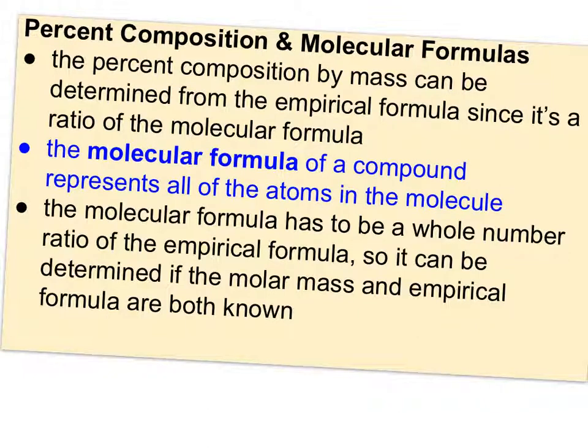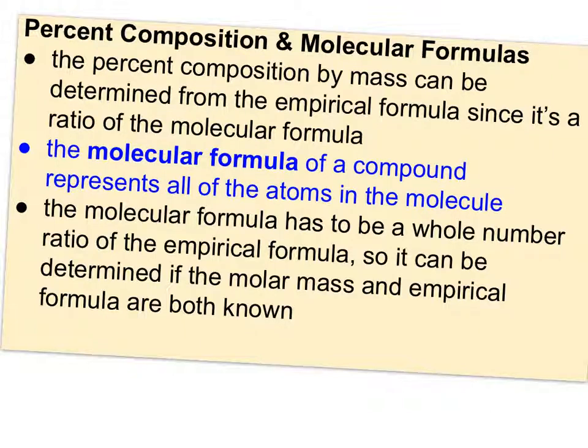Percent composition, molecular formula. Percent composition is pretty easy because it's just a percent. So the percent composition by mass can be determined from the empirical formula. So on our previous try it, I gave you the percent composition. You thought of that as grams out of 100, and you came up with the empirical formula. Well, if you have the empirical formula, you can do the same thing. You can reverse that ratio and come up with the percent composition.